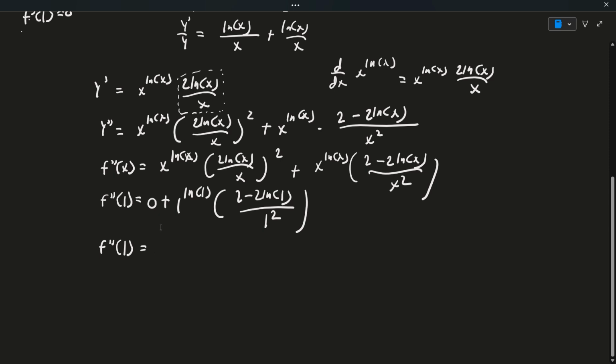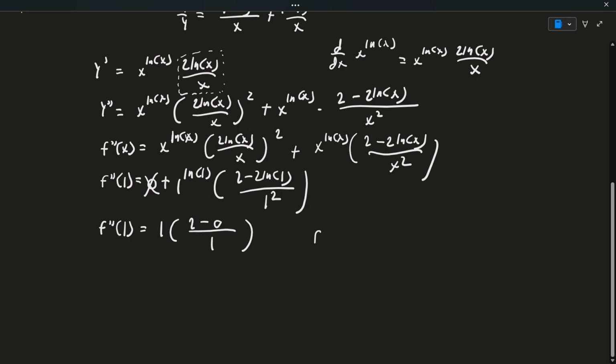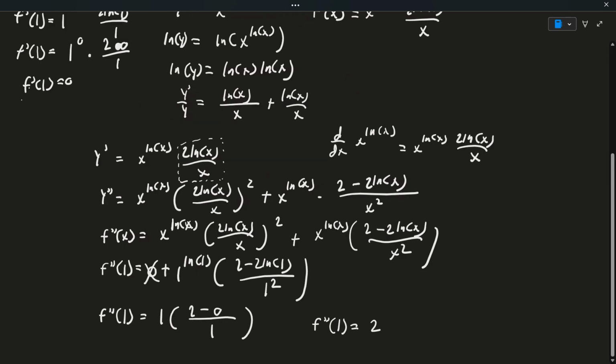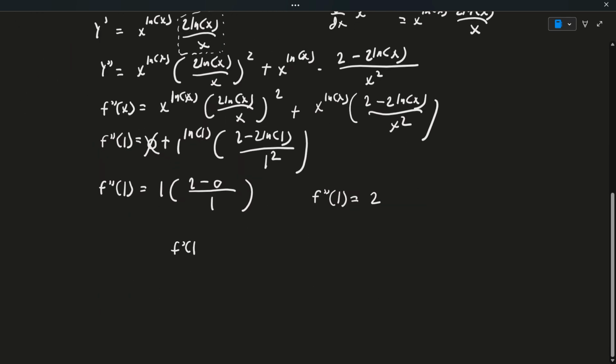This would just be 1 times 2 minus 2 times ln of 1, which is going to be 0, because ln of 1 is 0. So it's going to be 2 over 1. So finally, f double prime of 1 is 2. And from earlier we got that f prime of 1 is 0. So the final value of f prime of 1 plus f double prime of 1 is going to be just 0 plus 2, and therefore 2 is your answer.